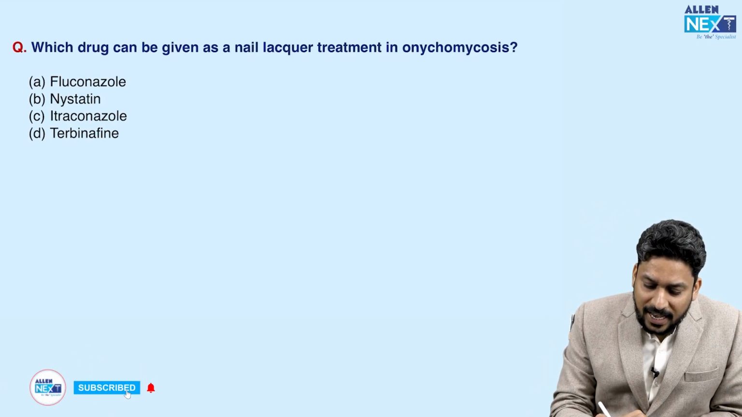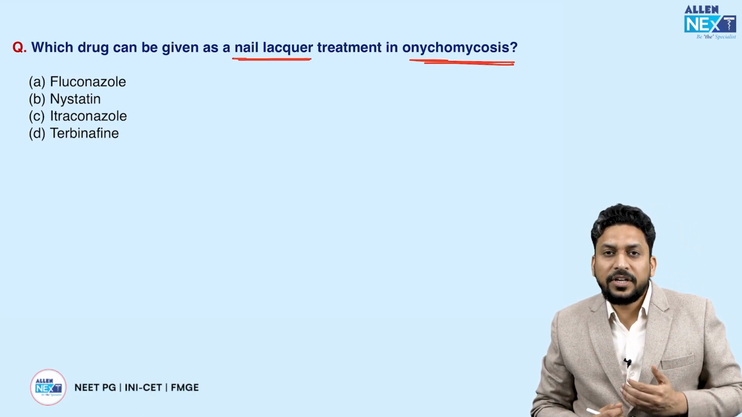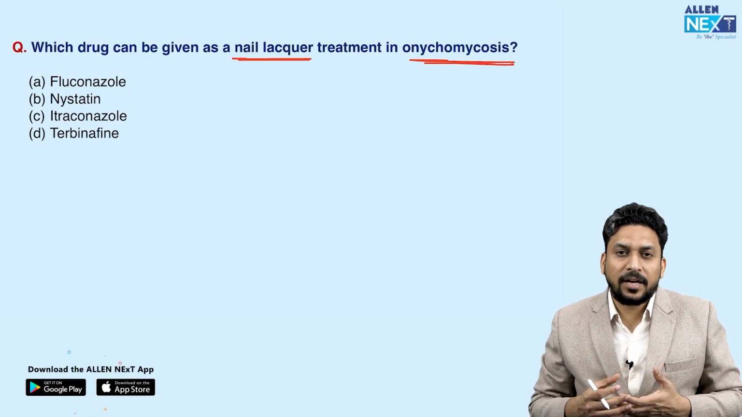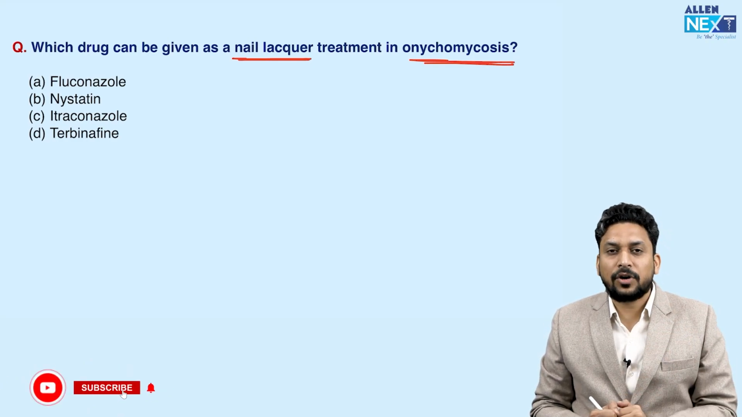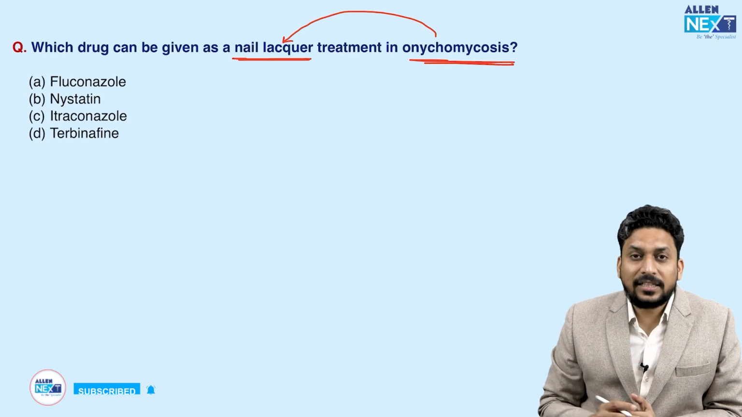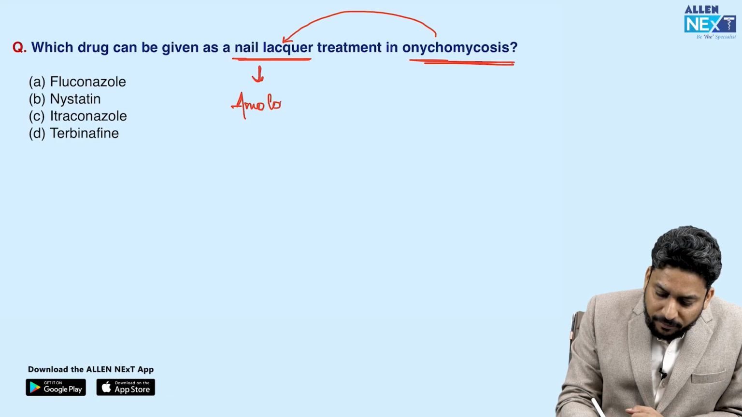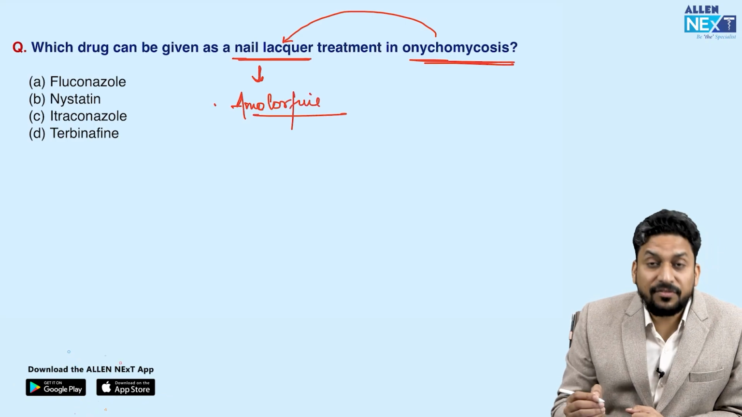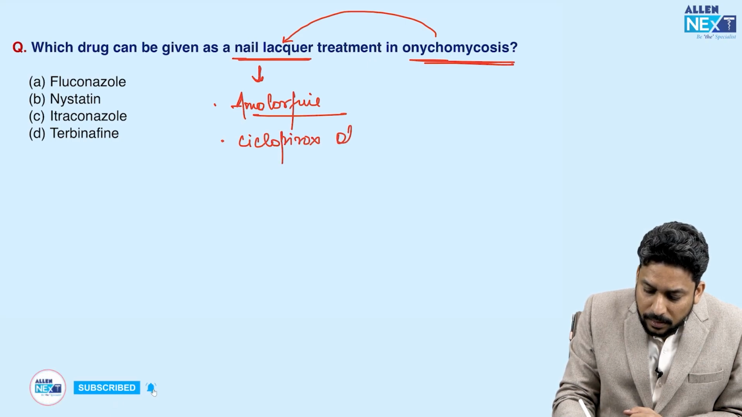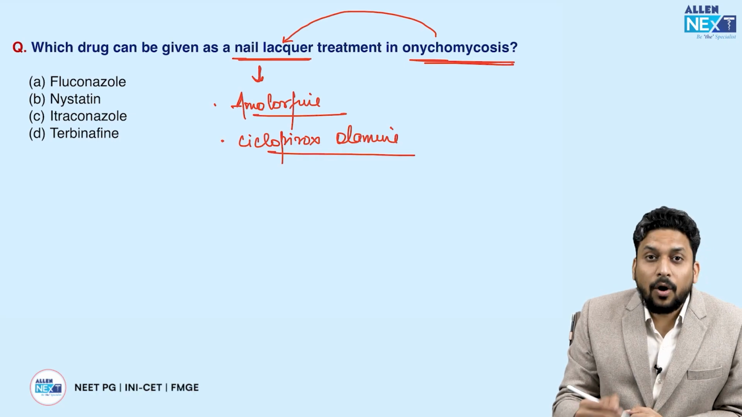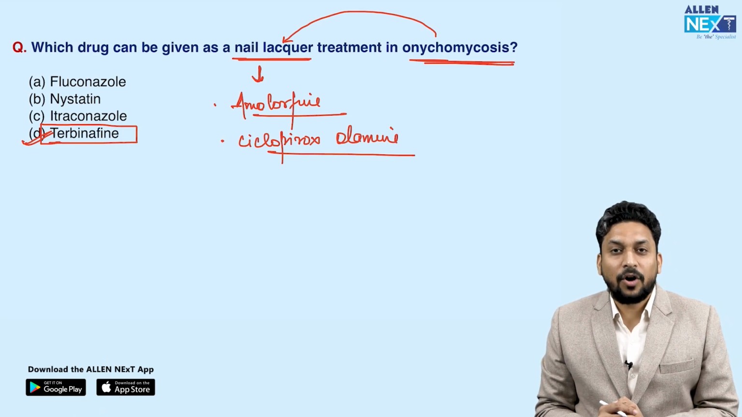Which drug can be used as nail lacquer in the treatment of onychomycosis? We all know that generally we don't use cream, lotion, or solution for onychomycosis because the nails are pretty hard, and we need something which stays over the nails for a longer duration, like nail lacquer. The commonly used nail lacquers are amorolfine nail lacquer, which is an antifungal agent, ciclopirox olamine, and also terbinafine.